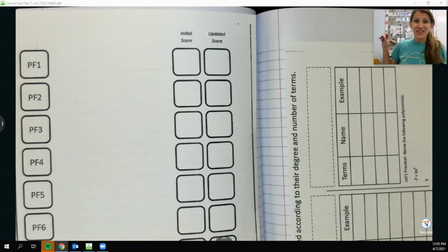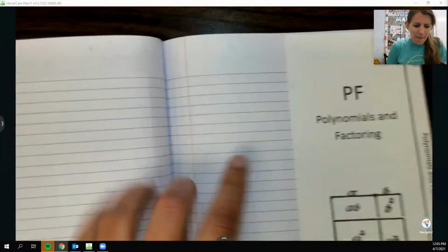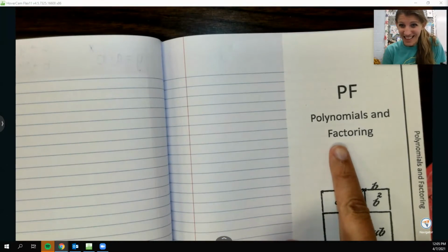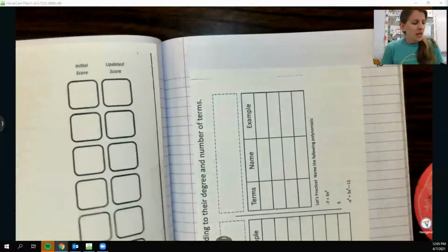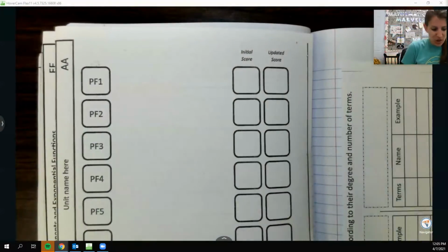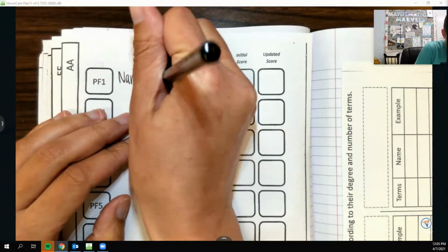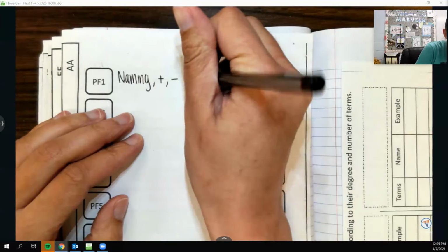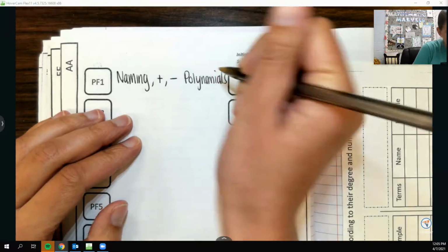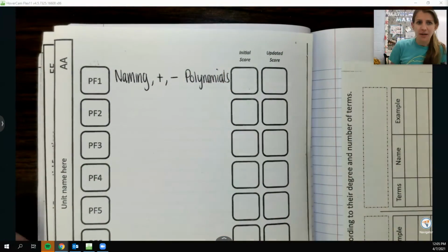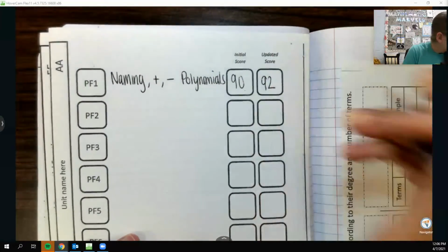All right, guys, we are going to start our brand new chapter talking about polynomials. Love them. And factoring. Factoring is super fun. We'll get to that in a little bit. So in this first one here, we are going to talk about naming, adding, and subtracting polynomials. Also, what the heck is a polynomial and all that good stuff. Okay, so we're going to do that on 90, 91, and 92.